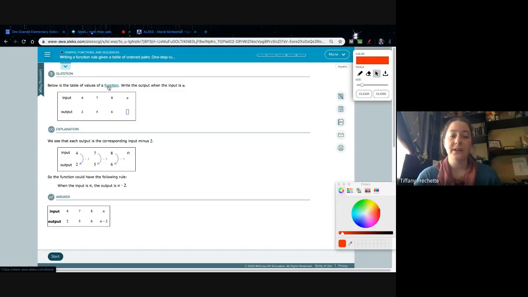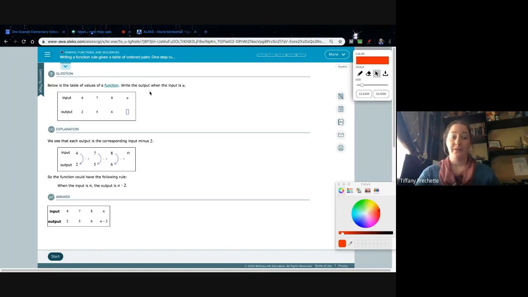All right, so it says below is the table of values of a function. Think of a function like a machine. If you put something in, you get something out. If I put something different in, I should get something different out. So think of a function that way. Kind of makes it a little easier in your head. Write the output when the input is n. So they're doing input output just like I just said with the machine. So we're going to input something, a number, and it's going to output something, which is also a number.